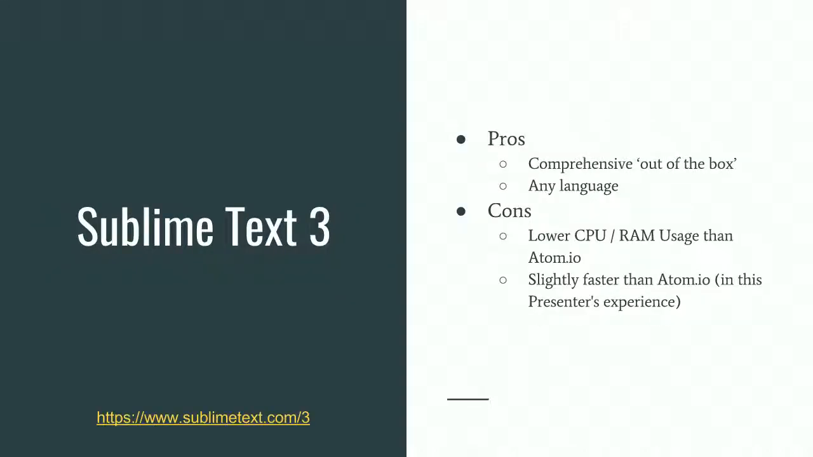Sublime Text 3, again, is very comprehensive out of the box, but it does require a little bit more configuration at the onset. And in my experience, it's faster than Atom.io. I can't make a comparison to Brackets because I didn't know Brackets got rebuilt from the ground up from the last time I saw it 4 or 5 years ago. So there's that. You play with Brackets, right? I do like Brackets.